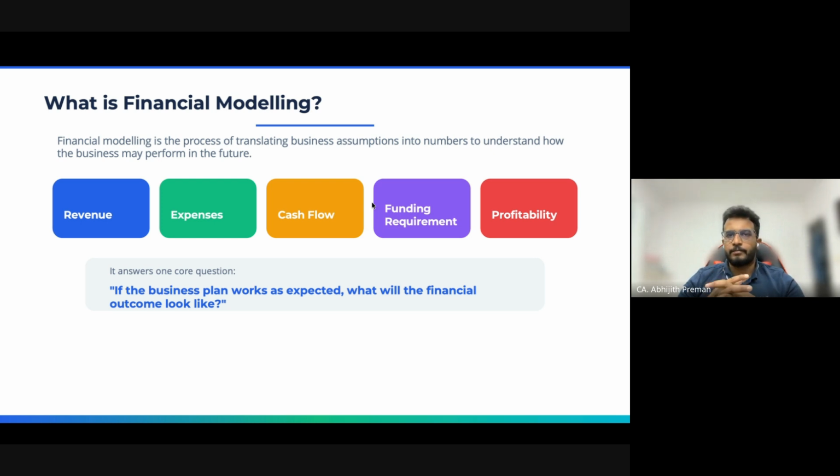Like I've said, it's the process of translating the business assumptions into numbers and understanding how the business is going to perform in the future. It answers one core question: if the business plan works as expected, what will the financial outcome look like? If everything goes as per what we have planned, what is the profit going to be? What is the cash flow going to be? How much fund will you require to run this business? All those questions would be addressed if we create this in a spreadsheet.